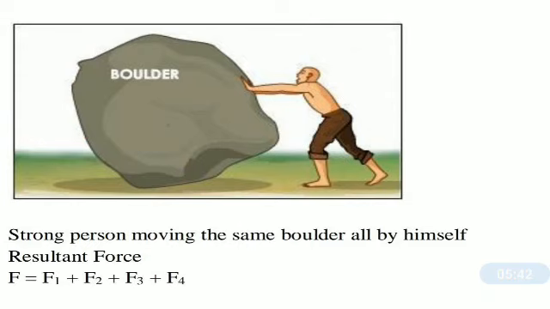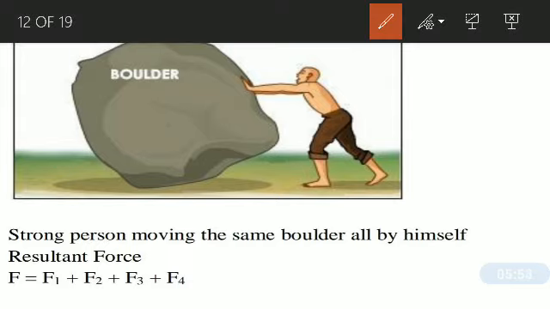Now in the next picture, a single person is moving the same boulder. So the total force or the net force or the resultant force applied by him is F equals the sum of the forces applied by the four people, that is F1 plus F2 plus F3 plus F4. So the force applied by a single man is equivalent to the forces applied by four men, and this is how this becomes the resultant force.